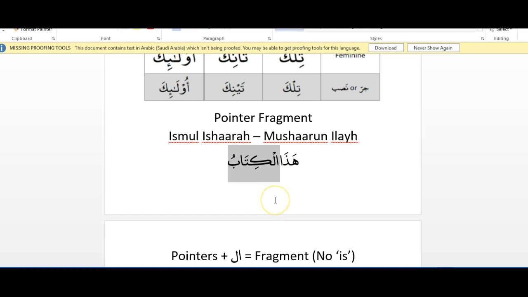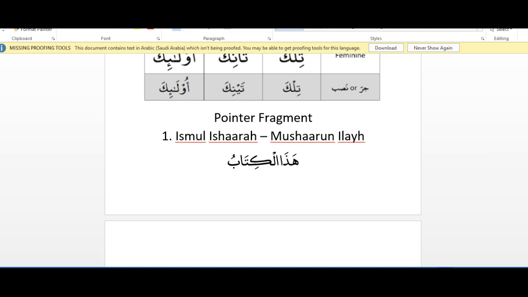It's important. It's not something very difficult to remember. The more examples you do, go through the list of them, and just remember Ismul Ishaarah, Mushaarun Ilayh. It will help you in the long run in how to deal with this fragment. So just remember that the pointers themselves are called Ismul Ishaarah, and the thing being pointed at is called the Mushaarun Ilayh. So just a few notes on these. Firstly, the labeling. How do we label these? Ismul Ishaarah, Mushaarun Ilayh are the technical terms that we use.